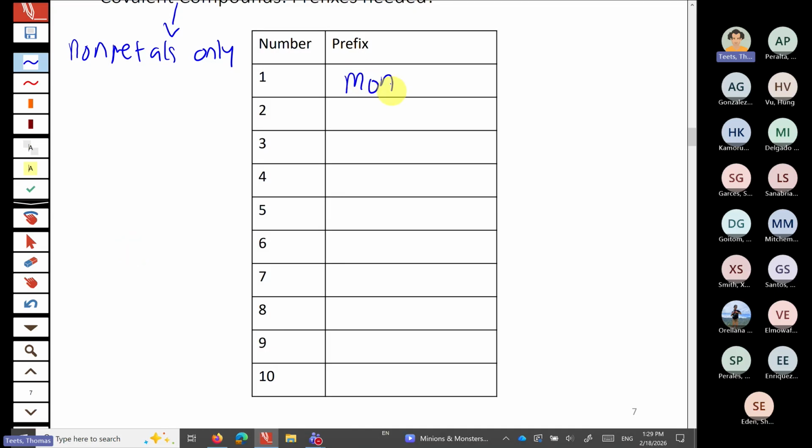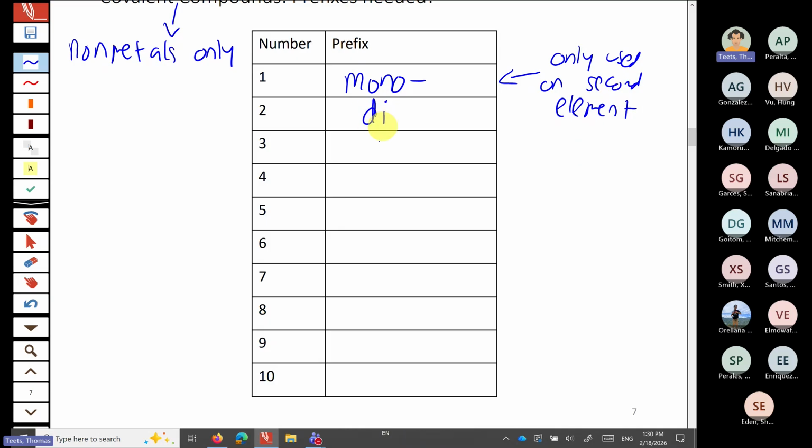So if there's 1 element in the formula, you would use mono. Just as a note, this is only going to be used on the 2nd element in the formula or name. So if the first element in the formula, there's only 1 of them, you just name the element without the mono. It's implied in that case. And that's why carbon dioxide is not monocarbon dioxide, it's just carbon dioxide. But then CO would be carbon monoxide because you don't put the mono on the first element, but you put it on the second. So you only use this one on the 2nd element. So be aware of that.